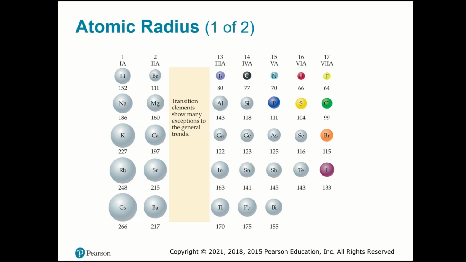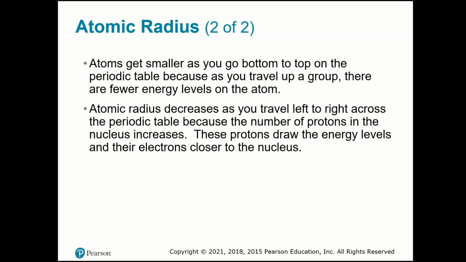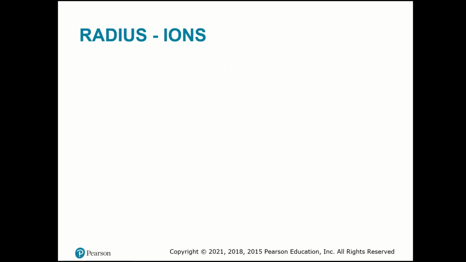If you look over here, it's the same thing. Size increases when you go down a group, and decreases when you go from left to right. Okay? So atoms get smaller as you go bottom to top on the periodic table, because as you travel up a group, there are fewer energy levels on the atom, as I explained before. Atomic radius decreases as you travel left to right across the periodic table, because the number of protons in the nucleus increases. These protons draw the energy levels and their electrons closer to the nucleus, so we increase the attraction. Okay?